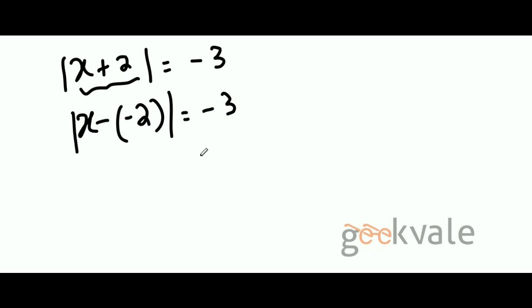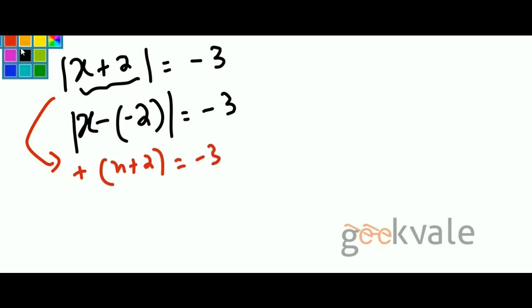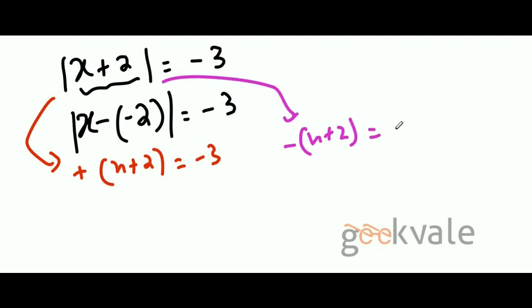Okay, now what I'm looking for are two positions which are at minus 3 units from minus 2. Wait, this is not making sense to me. The positions which are at minus 3 units from minus 2. Okay, so I'm getting a bit confused with that. So to avoid the confusion, all you can do is go with the other method. The plus of x plus 2 equals to minus 3, and the second one will be the minus of x plus 2 equals to minus 3.